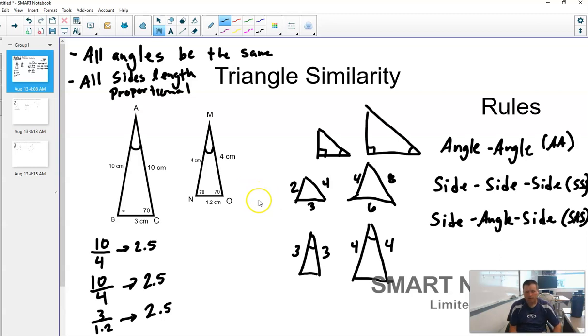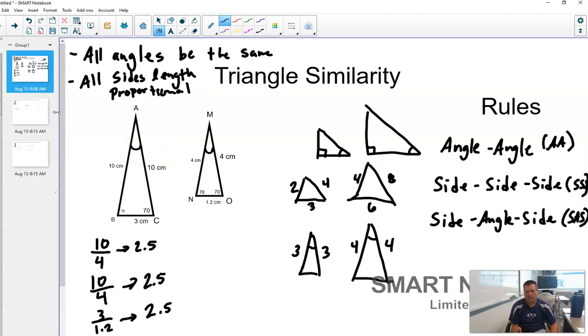Please remember the angles have to be the same, the sides have to be proportional, and you do need to check each one of them. So that's the idea of similarity, guys. Angles the same, sides proportional. If you get that, you should be able to do anything with triangle similarity. But let's look at a couple of practice problems to see how we do this.